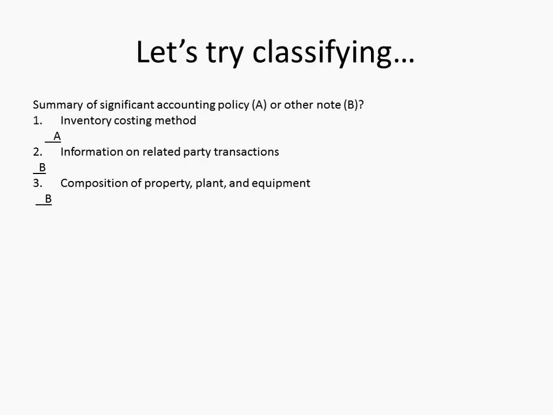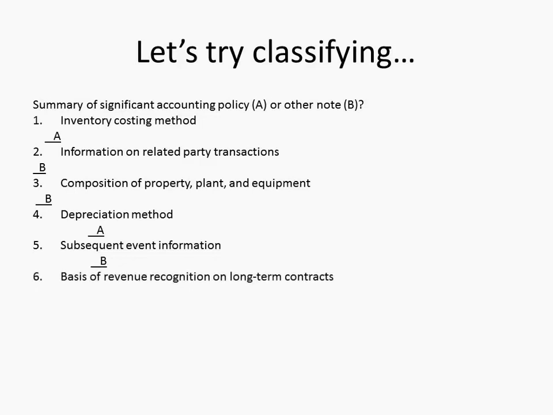Got it? So you may report on your balance sheet property, plant, and equipment, but not have a breakdown of what's building, what's furniture and fixtures, what the depreciation is on each of those items. You would have that possibly in another note. Okay? Depreciation method. Good. Subsequent event information. Good. Basis of revenue recognition on long-term contracts. Good. Important merger occurring after year end.